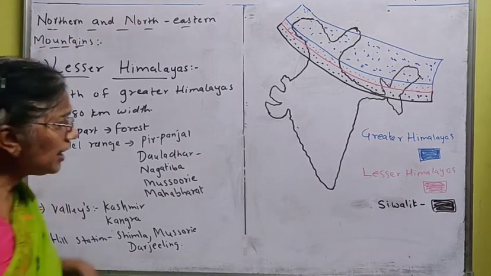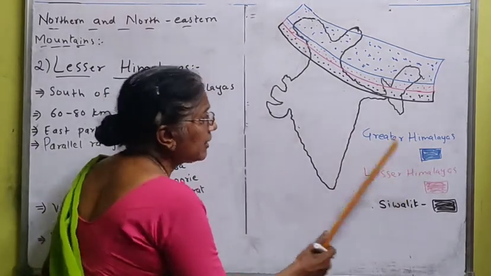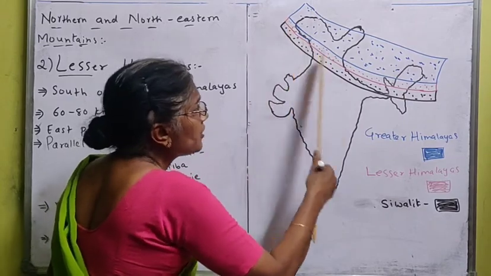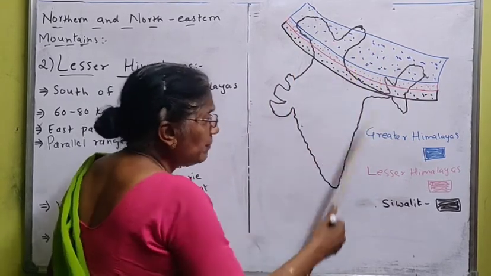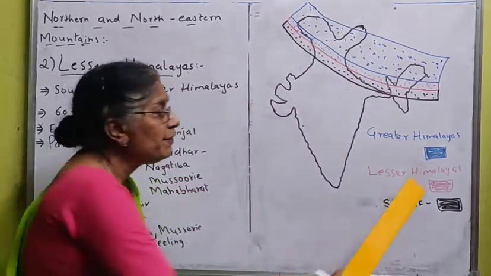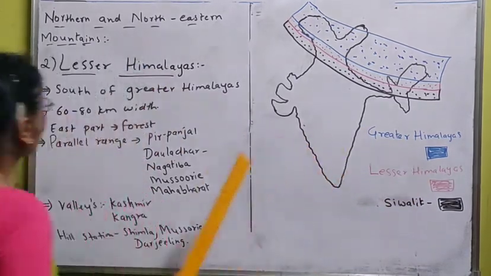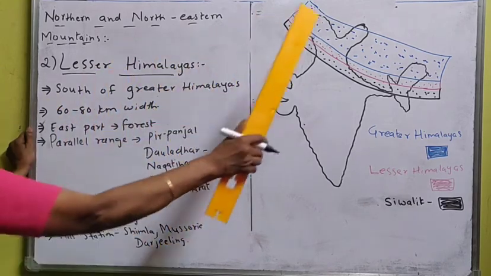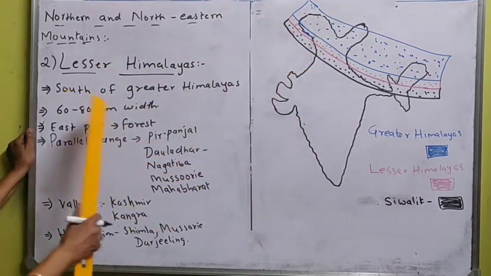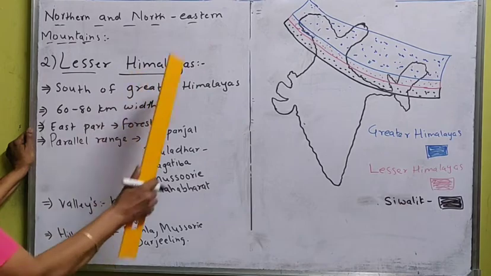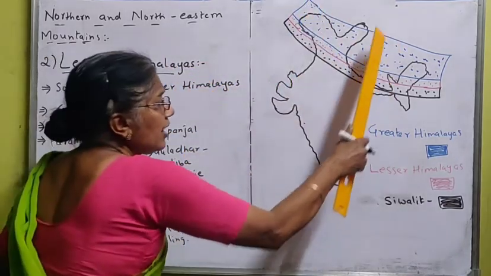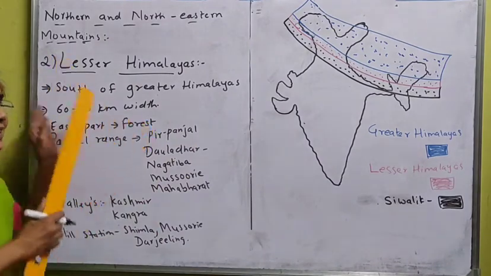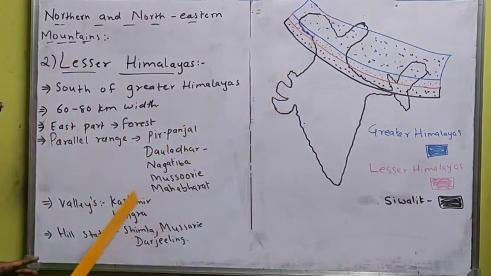Now let us go to the second division, which is called the Lesser Himalayas. You can see this is the Greater Himalayas and this is the Shivalik hills. In between them is your Lesser Himalayas, which is marked in red. What does the Lesser Himalayas have? It lies to the south of the Greater Himalayas, and its width is 60 to 80 kilometers.